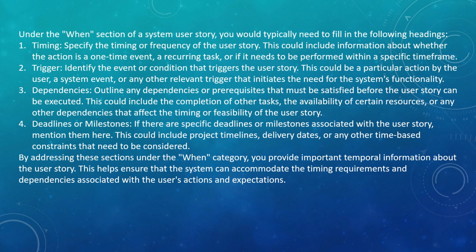Dependencies. Outline any dependencies or prerequisites that must be satisfied before the user story can be executed. This could include the completion of other tasks, the availability of certain resources, or any other dependencies that affect the timing or feasibility of the user story. Deadlines or milestones. If there are specific deadlines or milestones associated with the user story, mention them here. This could include project timelines, delivery dates, or any other time-based constraints that need to be considered.